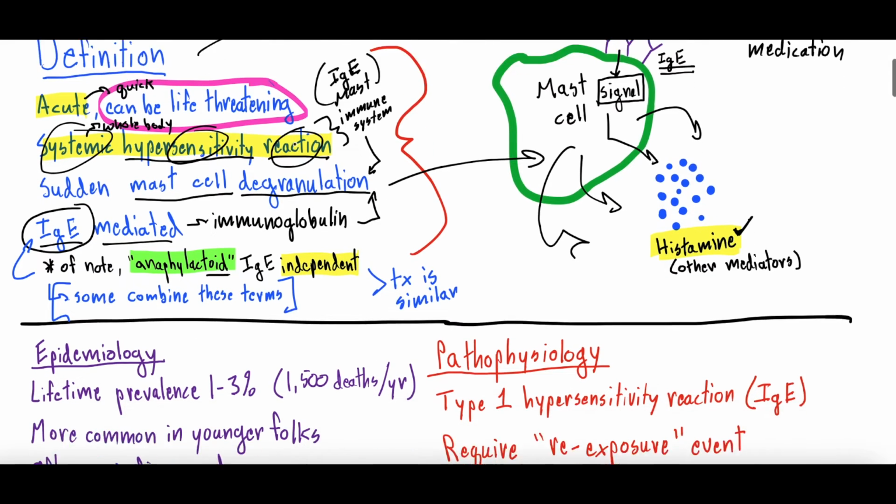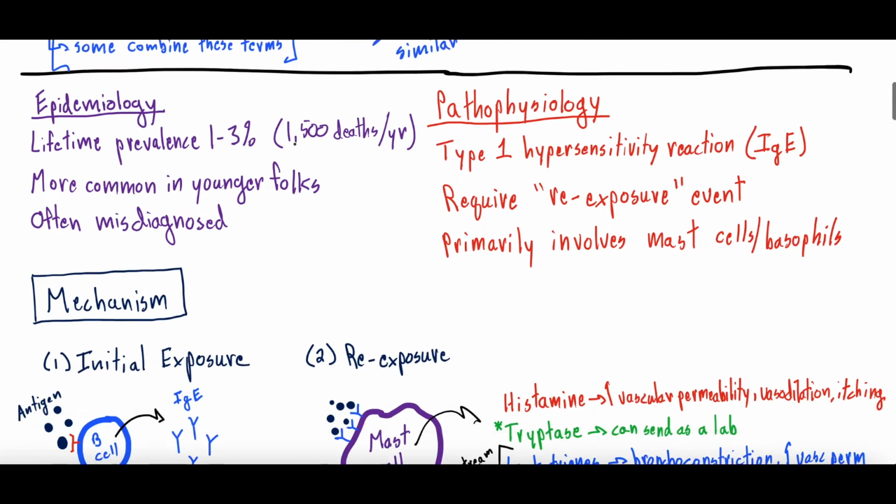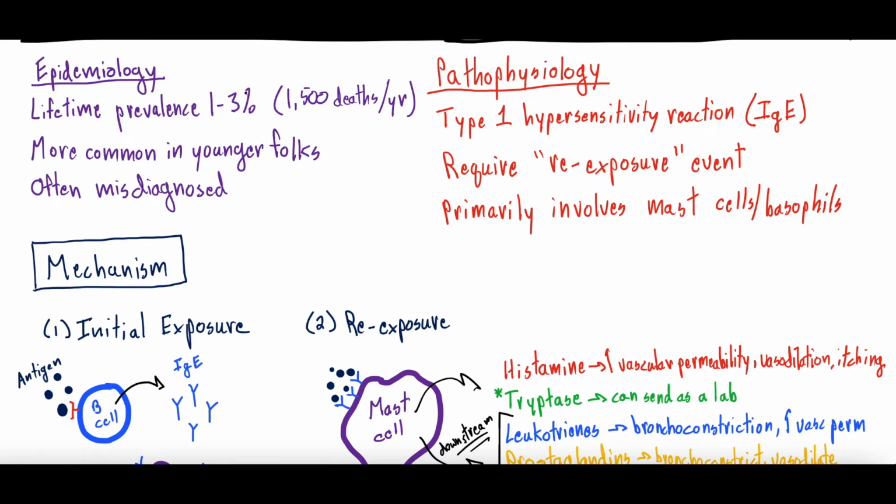All right, how common is anaphylaxis? Well, the lifetime prevalence is about 1 to 3%, but many say anaphylaxis is underdiagnosed, and we're going to get into why that might be. But the most common prevalence stated is 1 to 3% lifetime prevalence. It equates, though, to as much as 1,500 deaths per year.